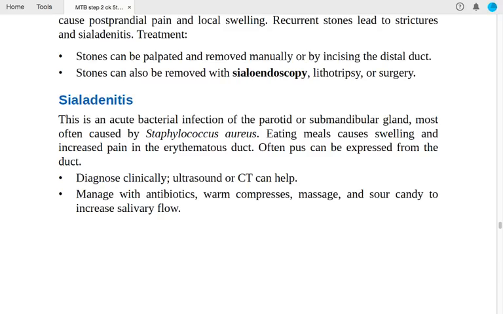You have to manage your patient with antibiotics. You go for warm compresses, massage, and sucking candy to increase the salivary flow. With increased salivary flow, there will be flushing of the infection, right?